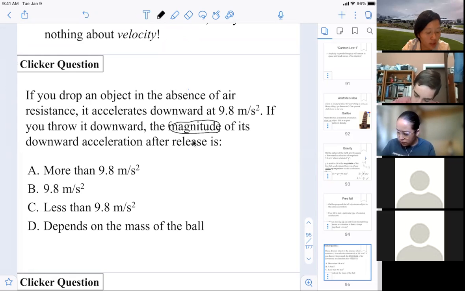Okay, any other votes? We'll wait for roughly 10 seconds.